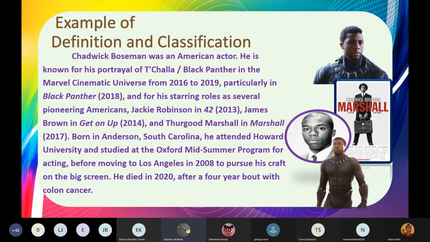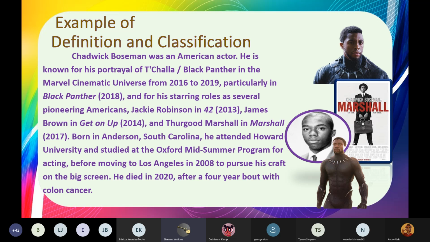So let's look at this example again. Notice that the first sentence tells you from the jump that Chadwick Boseman was. It also goes on to tell you that he is widely known for his portrayal of T'Challa in the Marvel Cinematic Universe. And it also goes on to mention other roles. Now it shifts from who he was to the roles, and it moves to his background, where he was from. He was from South Carolina. His education. And lastly, and most unfortunately, how he died.